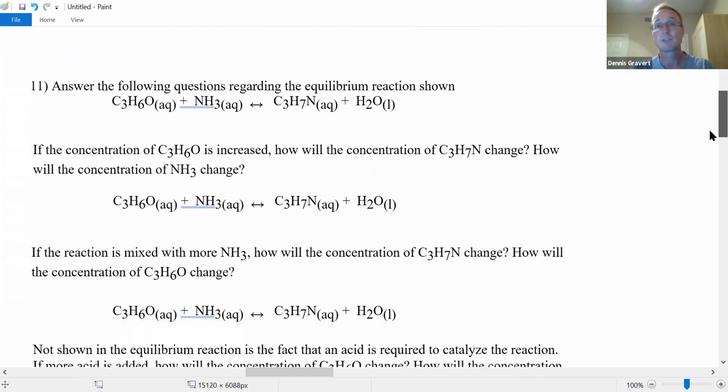Number 11, another equilibrium reaction. Okay, answer the following questions regarding the equilibrium reaction shown. Okay, we got the reaction there. If the concentration of this thing is going to increase, how will the concentration of this molecule change? Okay, this is actually asking about your understanding of Le Chatelier's principle, that balancing act.